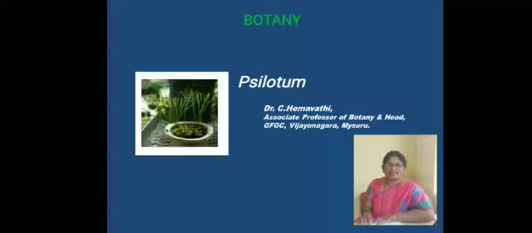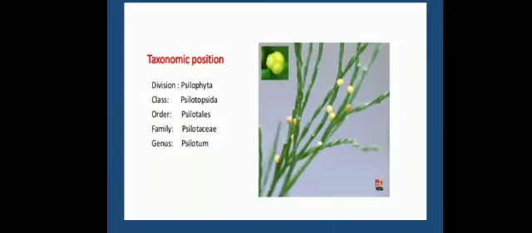Pteridophytes are the first vascular plants. Here today we are going to study the classification, structure of sporophyte, reproduction, structure of gametophyte and fertilization of Psilotum. Taxonomic position: Psilotum belongs to division Psilophyta, class Psilophytopsida, order Psilotales, family Psilotaceae, genus Psilotum.